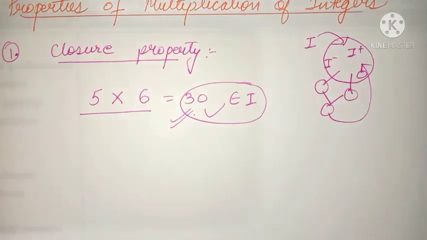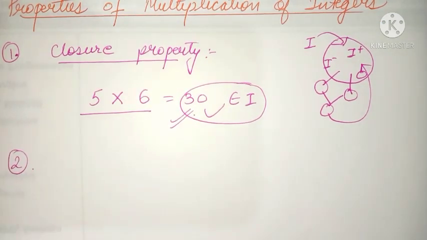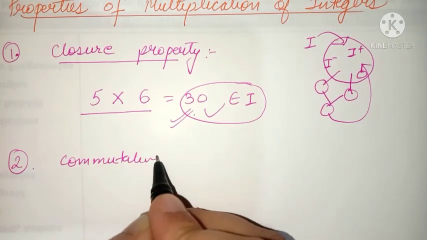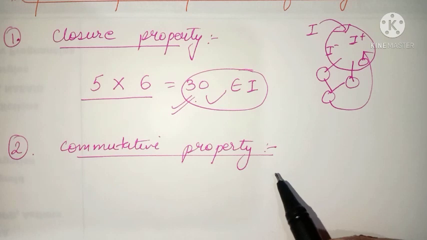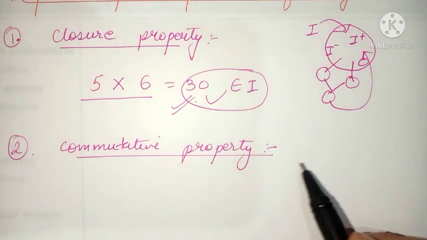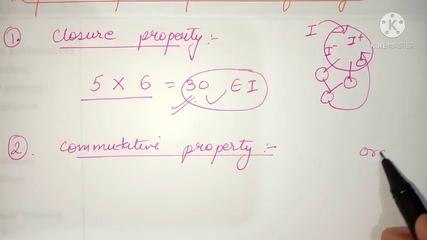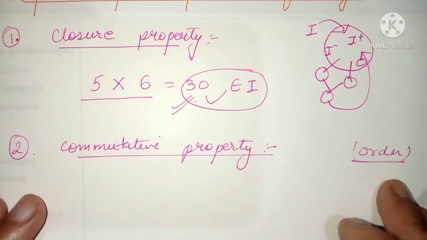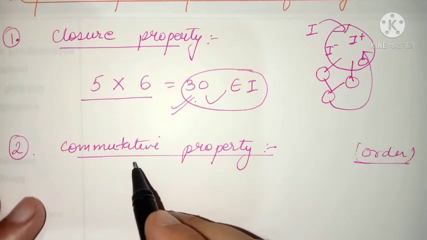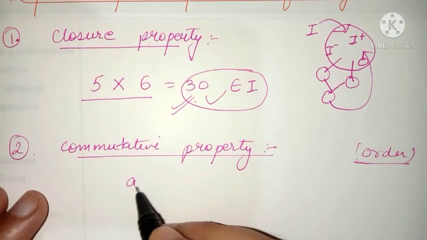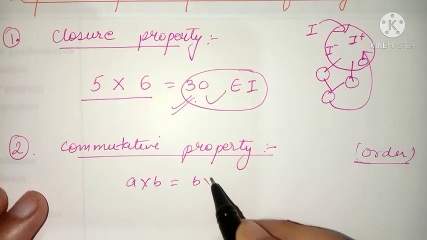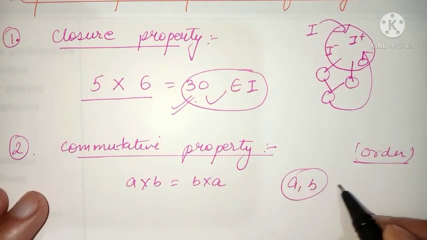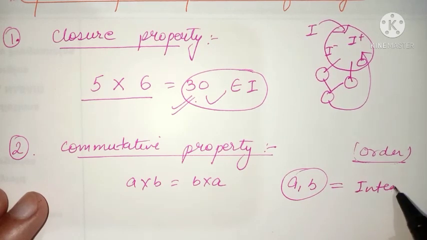Let's move to the second property. The second property is a very easy one, the commutative property. It's better if you remember this property by the word order in your head. Why have I said this? Because the property says that A into B is equal to B into A, where A and B both are integers only, right?